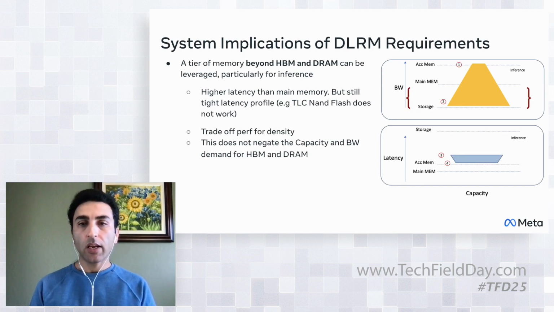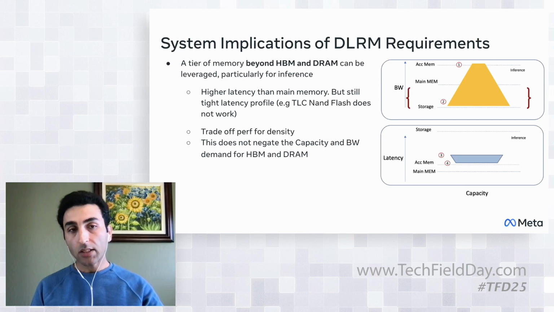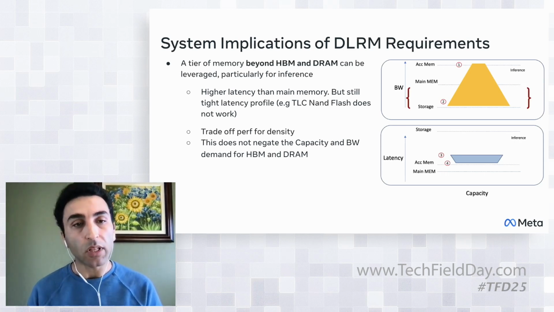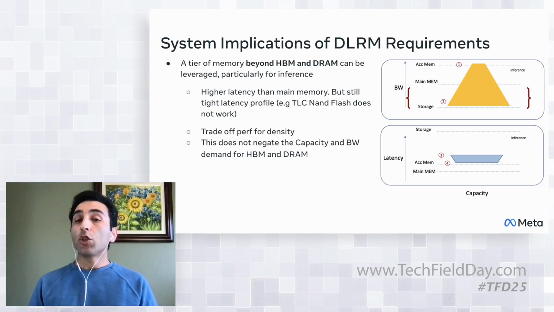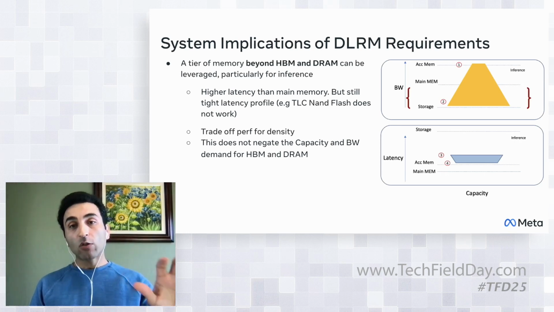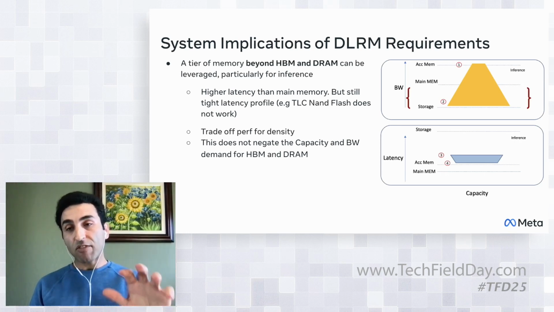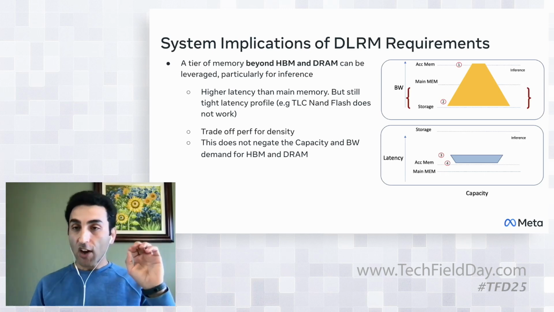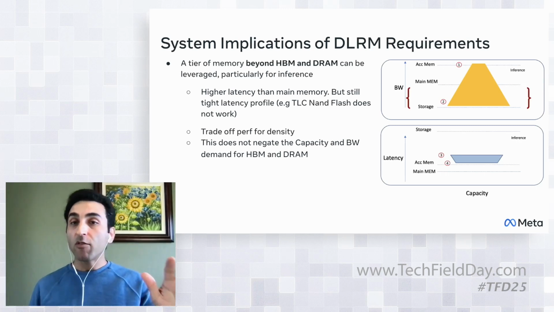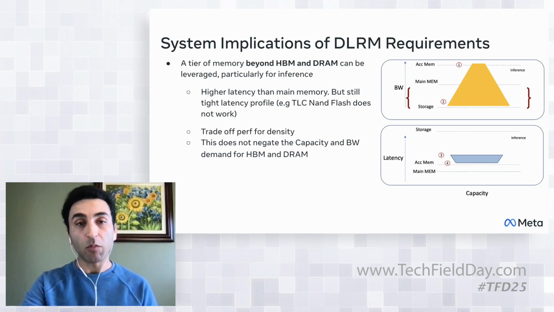The other point to make here is that we are primarily shooting for capacity, and as such, we could trade off some performance for density. And here is where Optane comes into the picture as a good example of providing such a trade-off for this application. Note that all of this does not negate the fact that we still would like to have higher capacity, faster main memory and HBM. We are talking about something in addition to those to cope with the scaling of the memory capacity.